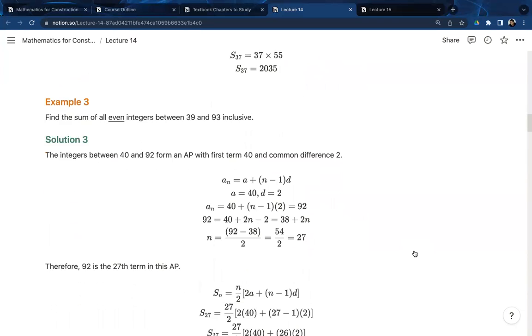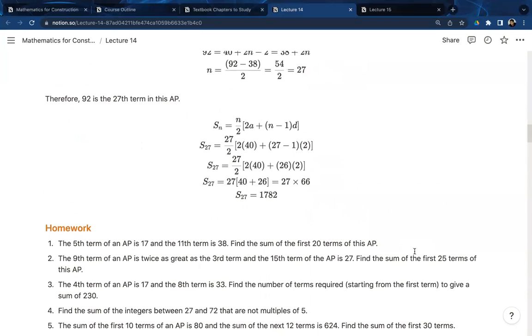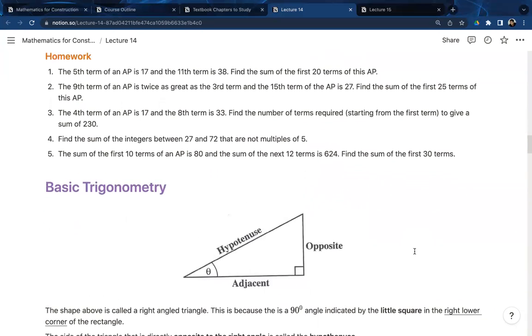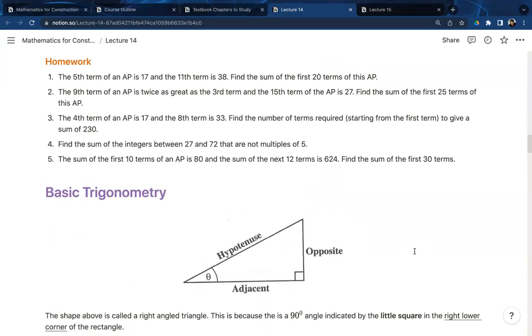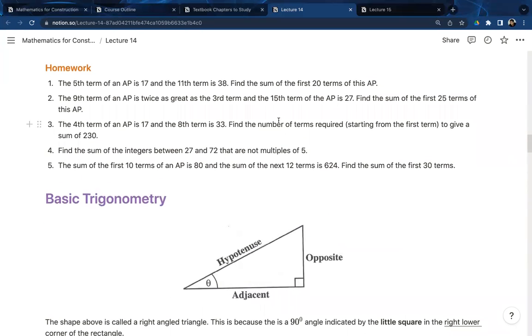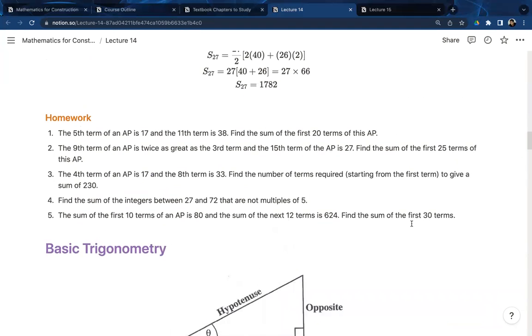We did some sample problems here, with the nth term and the sum of the first n terms. We have some real cool homework here, these 5 questions. You should try these things. This will give you an idea where your skills are, as well as what to expect, right?